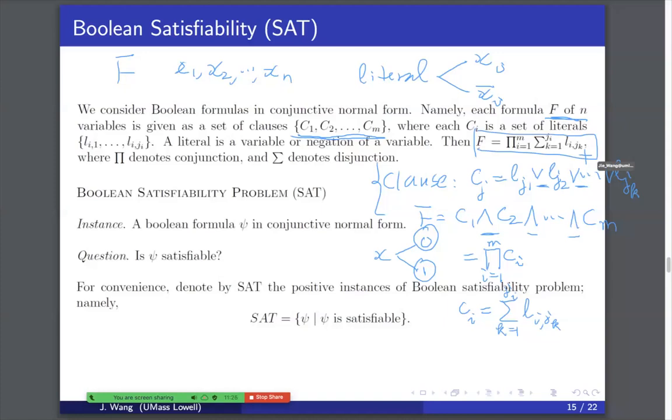So for instance, if we have 3 variables, so that means when n is equal to 3, we could have, for instance, x1 or x2, but this or we can just use plus to represent it. So let me use plus.